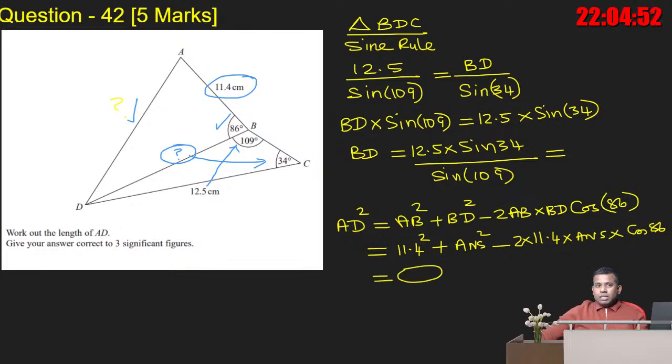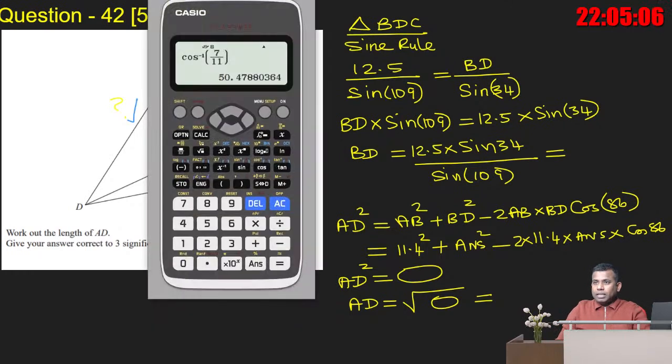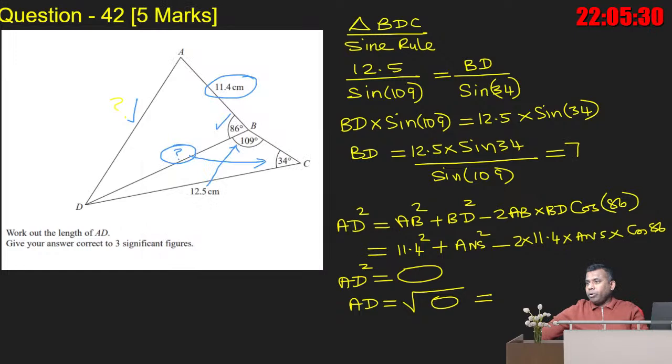Then when you get an answer, that is the AD squared, then the final answer AD is the square root of that answer. So we have pretty much done, and I will show you now how to press the calculator effectively, right? So fraction button, 12.5 times sine of 34 bracket close, come down and sine 109 bracket close and press the button. That is 7.39. 7.39 is the answer for the BD.